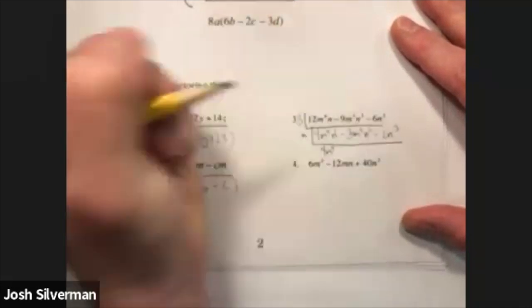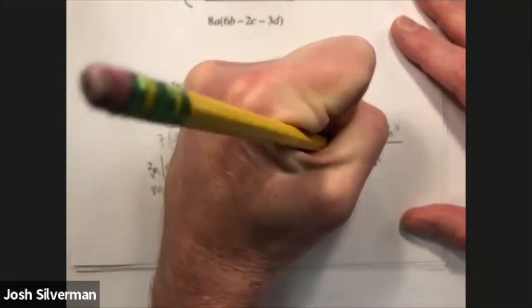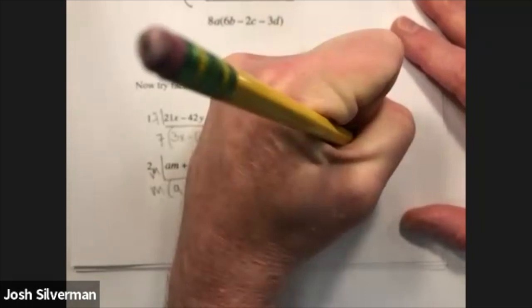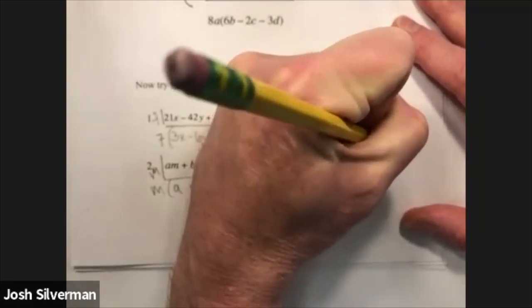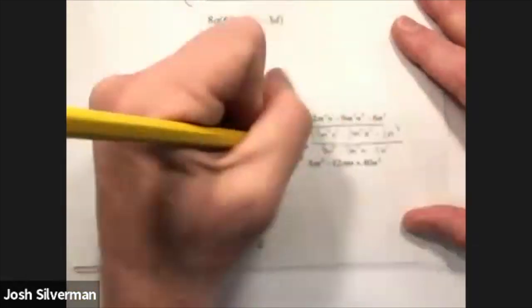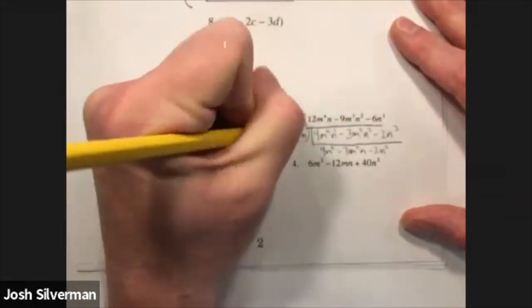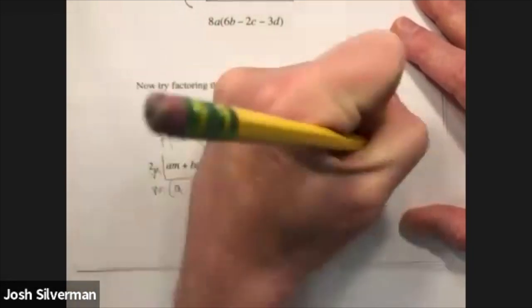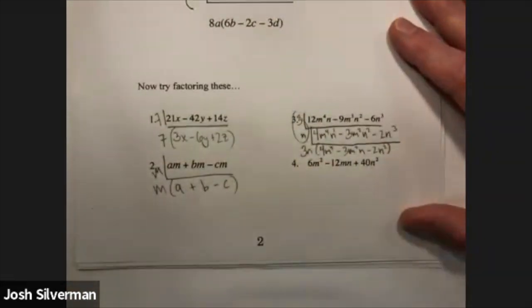4m to the fourth minus 3m squared n minus 2n squared. And that's it. You multiply these together. That's what goes on the outside. This stuff goes on the inside.